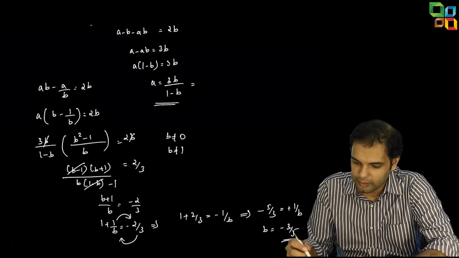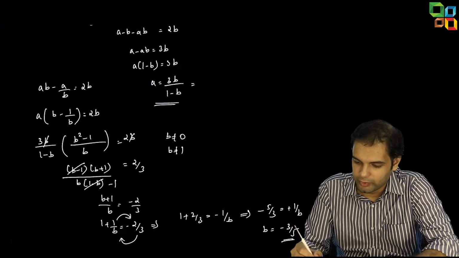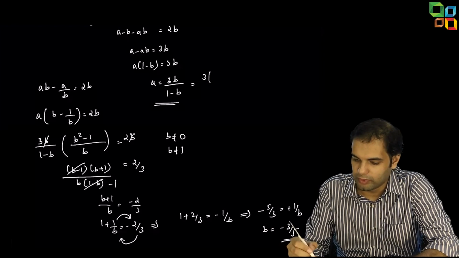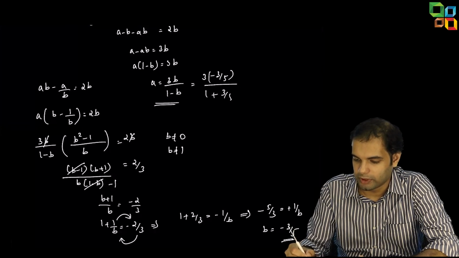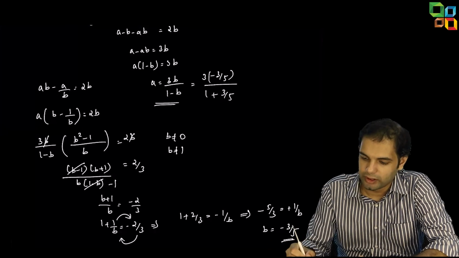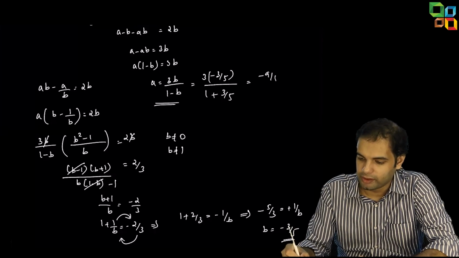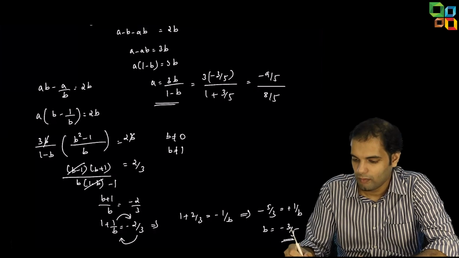Right? So again, substituting here in a, because we already have the formula. So 3 into minus 3 by 5 by 1 minus of minus 3 by 5. So it will be plus. So this is minus 9 by 5 divided by 8 by 5. So a is minus 9 by 8.